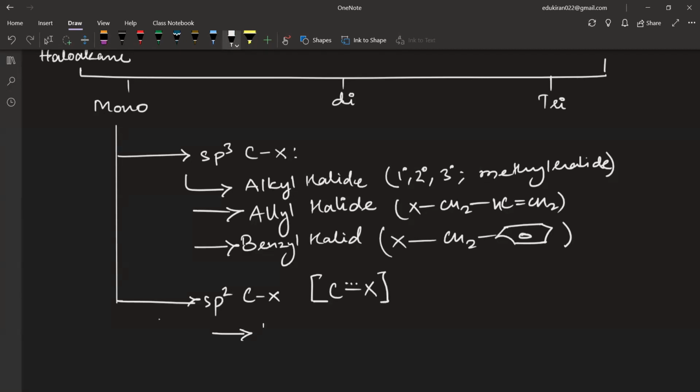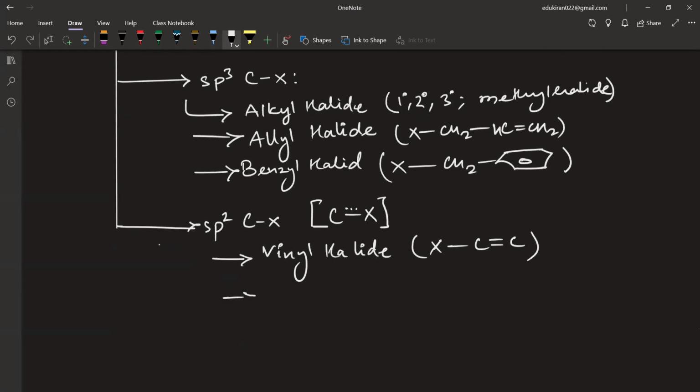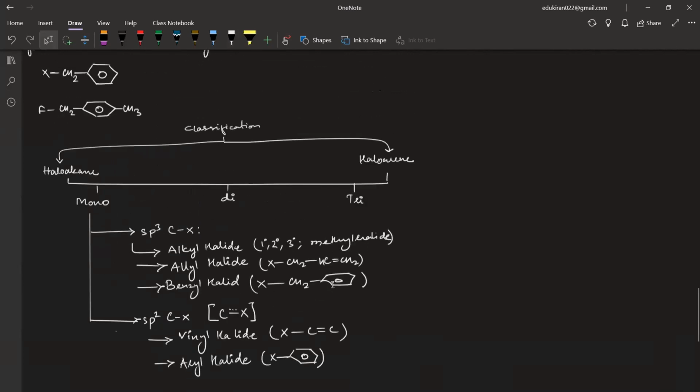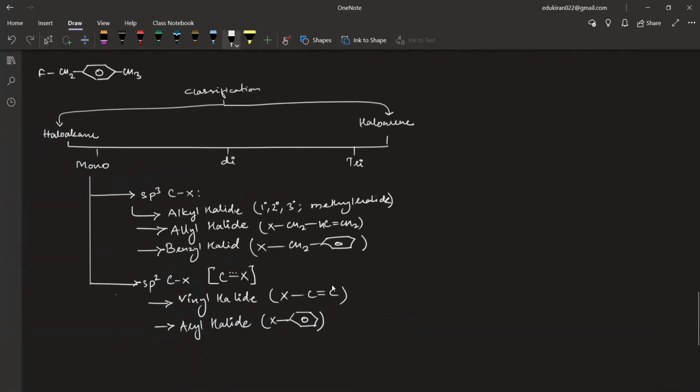In this case, we have vinyl halide, which is halogen that is directly connected to C double bond C. Hydrogens लगा लीजिएगा अपने हिसाब से. Then we have aryl halide, जिसमें आपके पास halogen जो लगा हुआ है that is directly connected to a benzene. Both the cases we have CX double bond. We have CX that has a partial double bond character. Okay, so this is a basic introduction and classification.